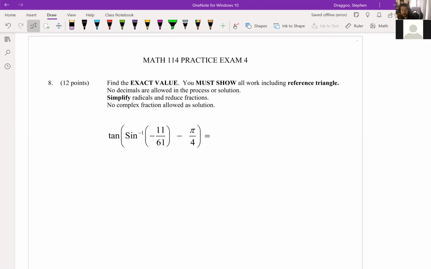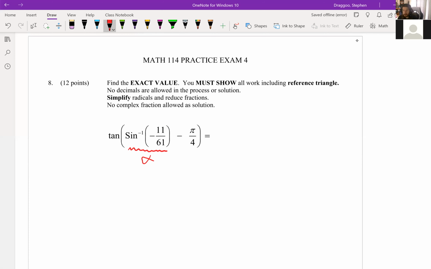All right, problem 8. Find the exact value. You must show the following, including a reference triangle. Since we're bringing up a reference triangle, usually I've been doing alpha in red, so let's keep alpha in red. So, let's try it one more time.